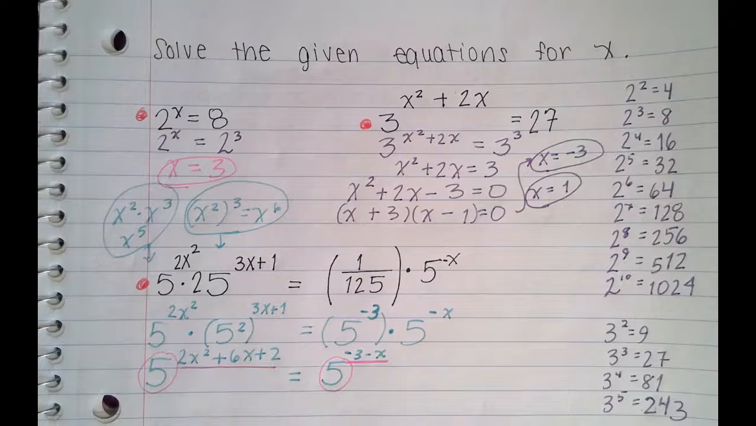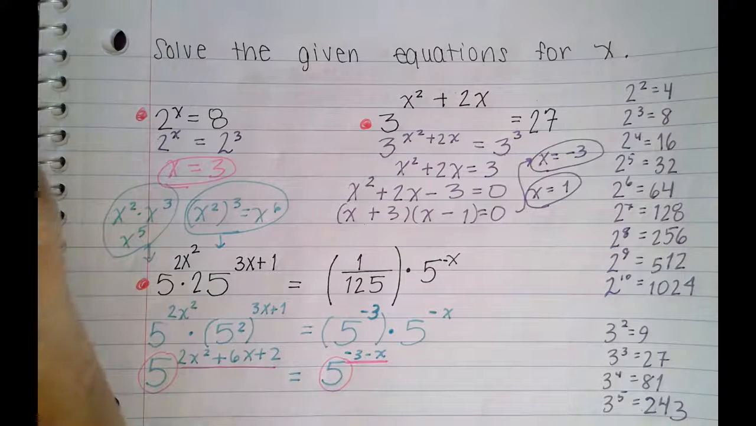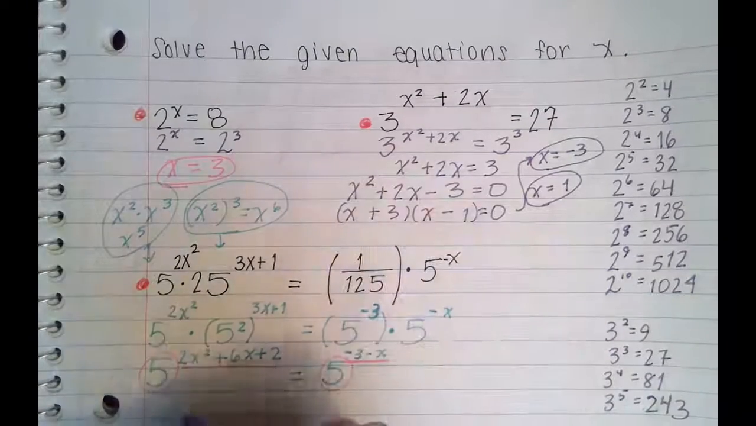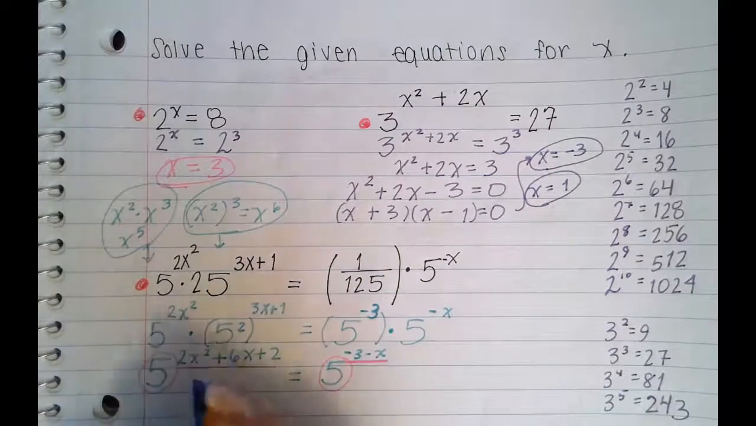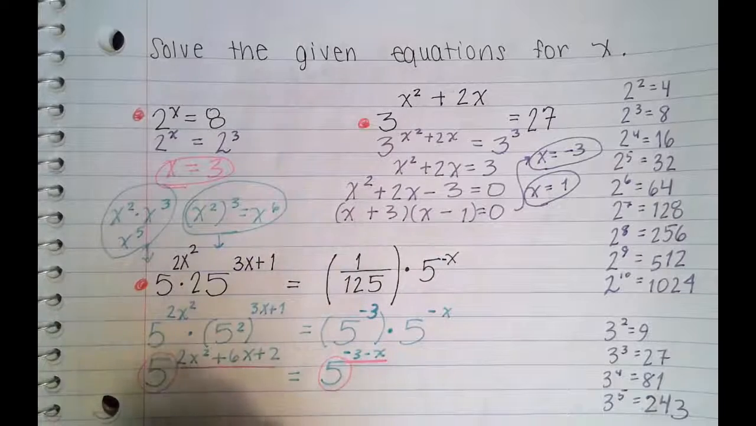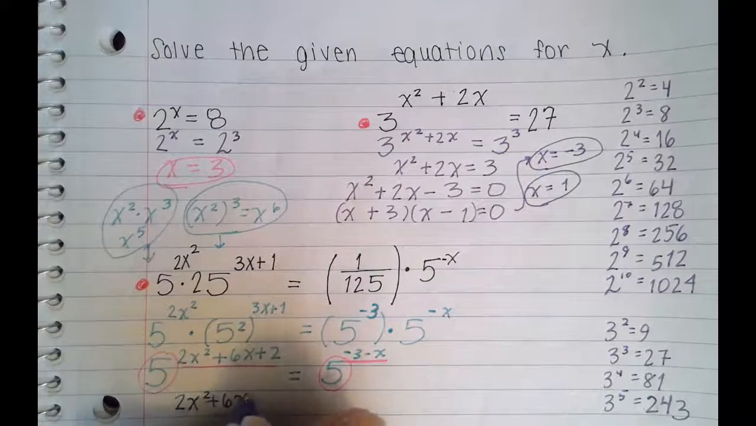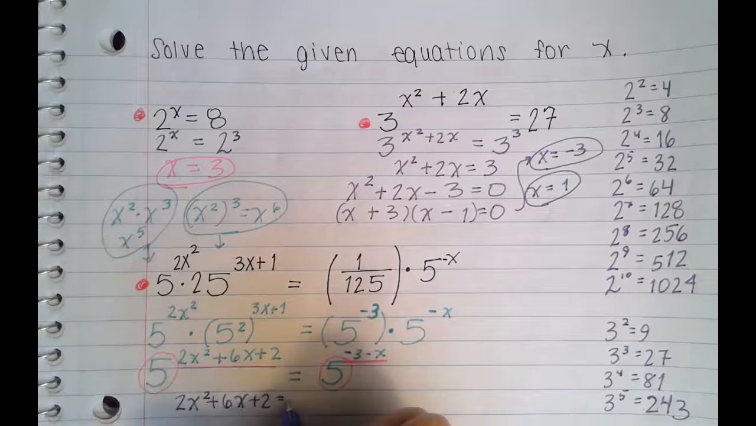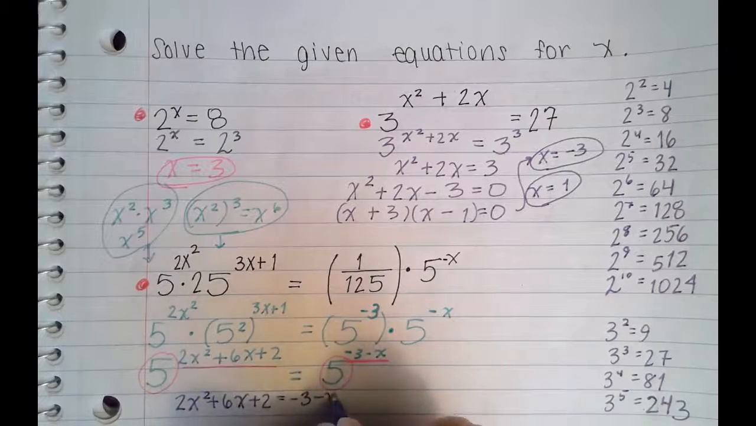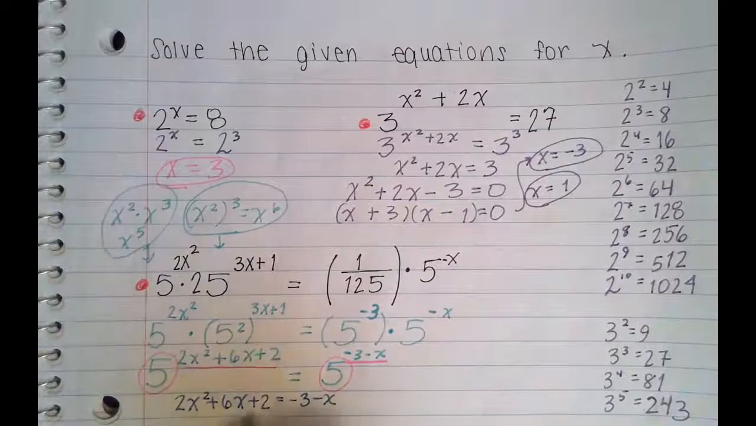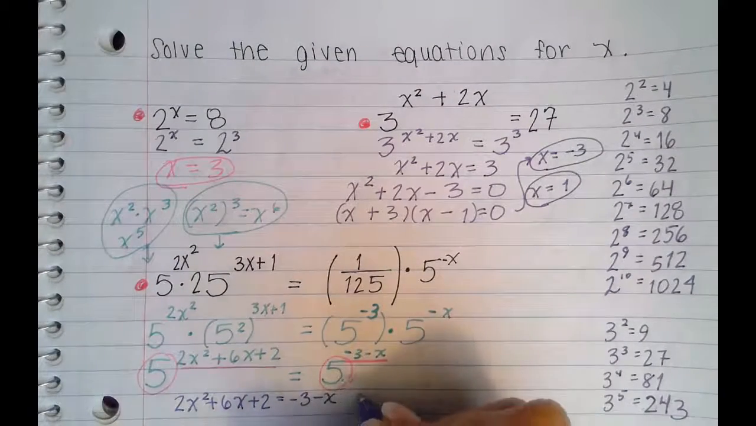You may have talked about that in algebra, but I'm not going to elaborate on that right now, okay? It's more of a review, assuming you know those things. I'm just trying to refresh your memories. 2x squared plus 6x plus 2 has to equal the negative 3 minus x. Quadratic equation, and again, like all polynomials, we have to get it equal to 0 and solve by factoring.